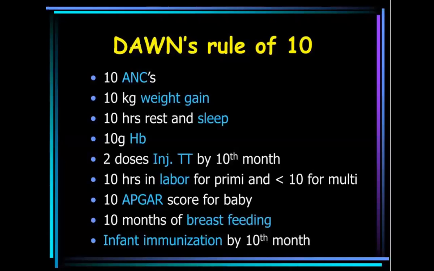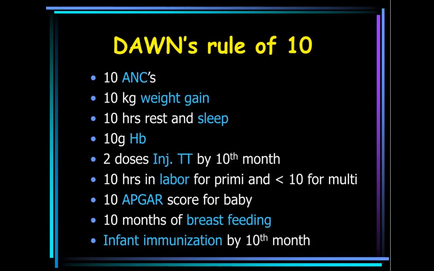And next, what is most important, is the Dawn rule of 10. So what is in this Dawn rule of 10? It includes the basic things that should be done. First is 10 ANCs, then 10 kg weight gain should take place during pregnancy. During pregnancy, 10 hours of rest and sleep is important. Again, the afternoon sleep is also important. Then HB, that is 10 gram HB.